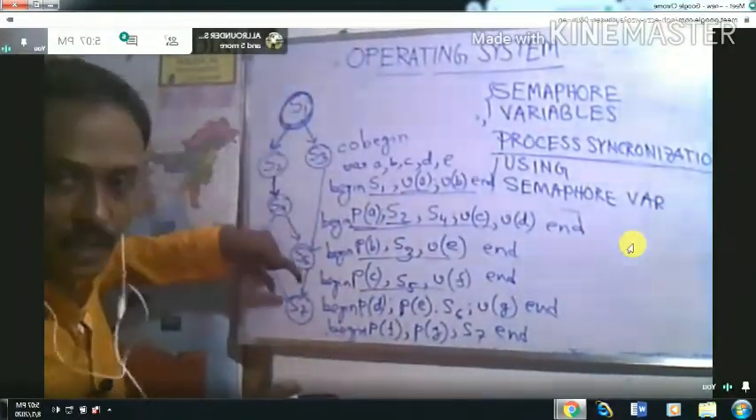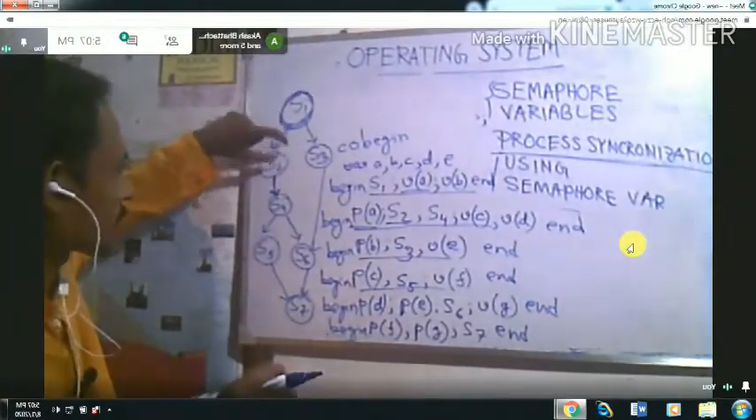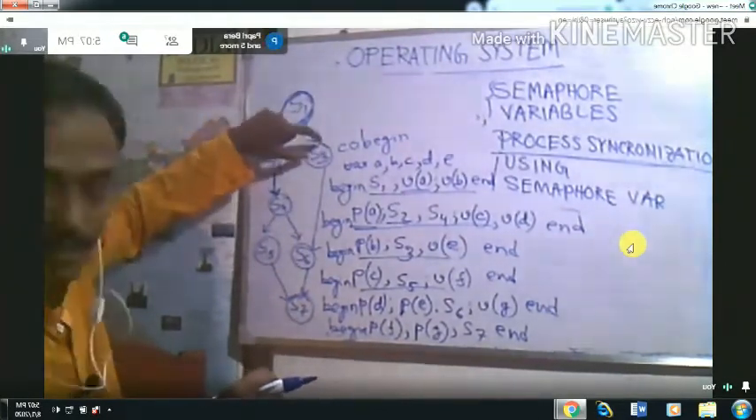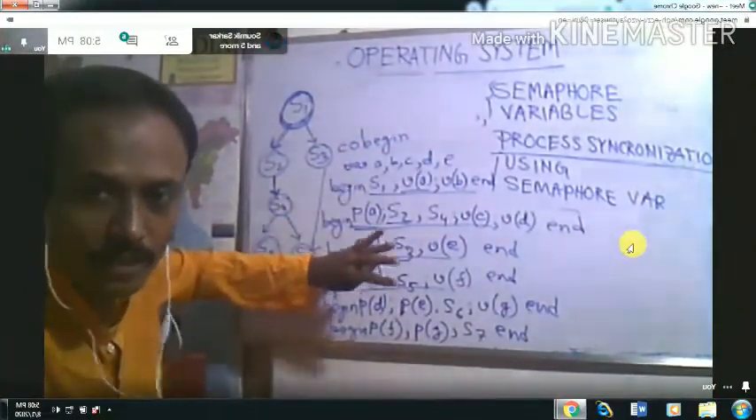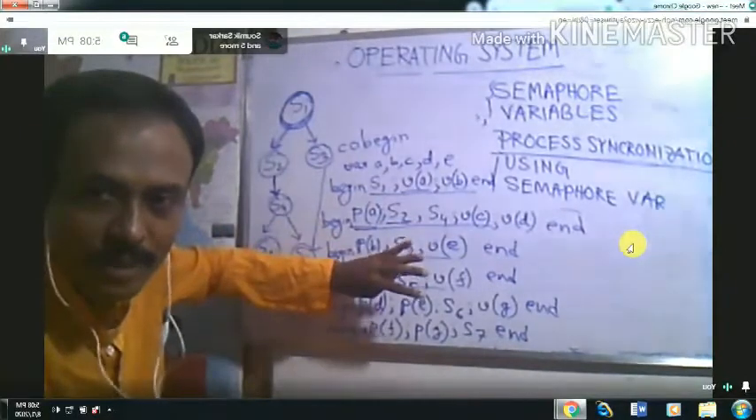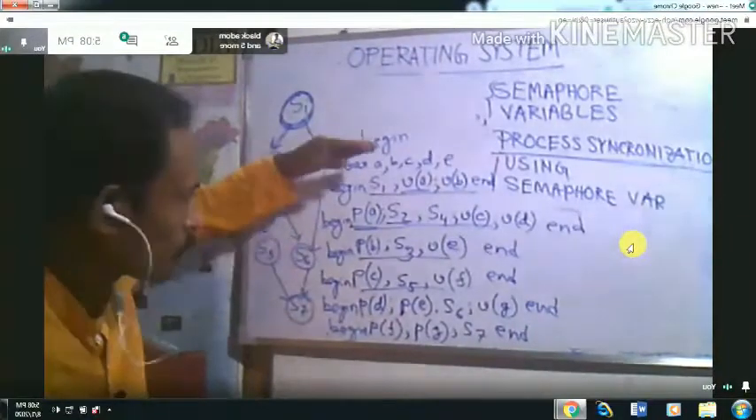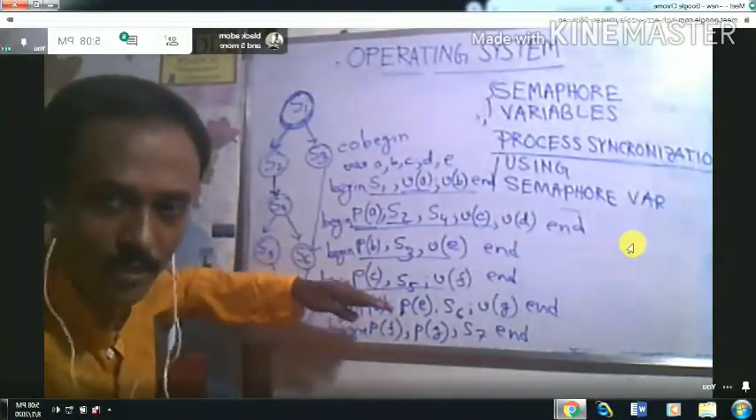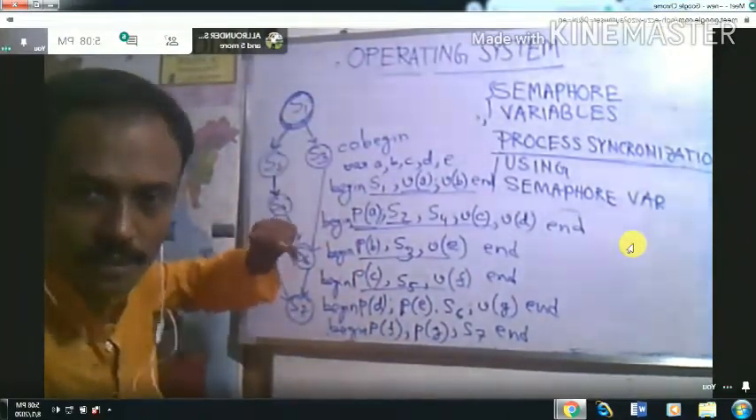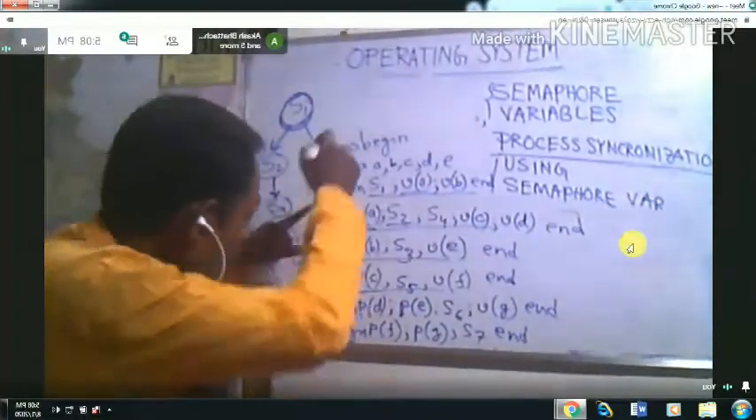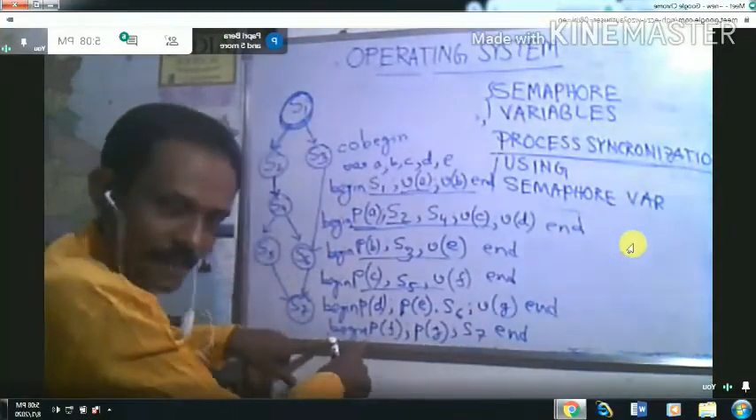That means until S1 is executed, S2 cannot execute, or until S1 is executed, S3 cannot execute. That thing will be maintained using the semaphore variable operations. So when we use the semaphore variable operations, this synchronization will be maintained, as well as all these child processes can execute concurrently, within a parent process. That parent process will start with cobegin, and it will end with coend. At the end we will write coend.